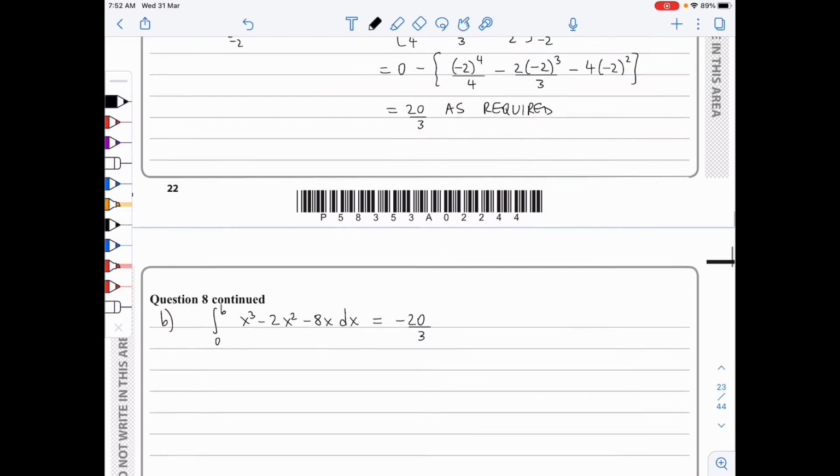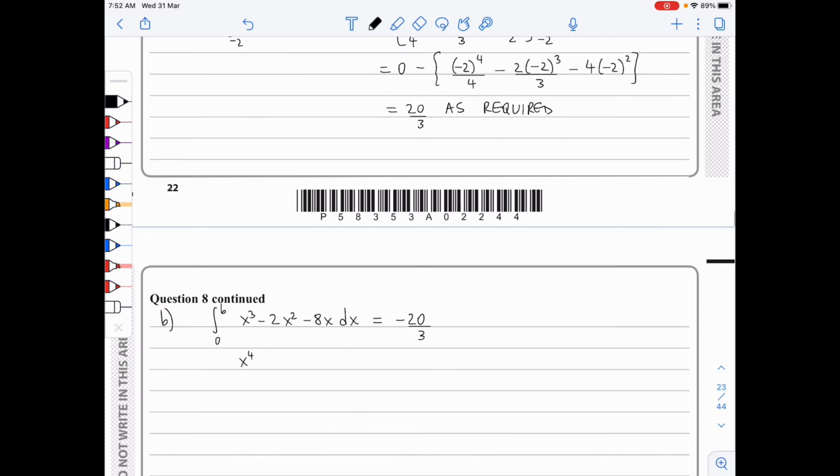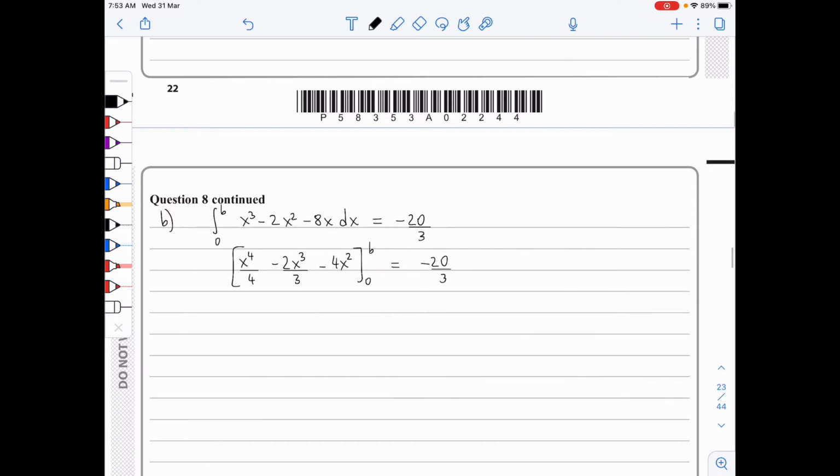So we have the integral here. We said it's x to the power of 4 over 4 minus 2x cubed over 3 minus 4x squared from 0 to b. So if we plug in b, we get b to the power of 4 over 4 minus 2b cubed over 3 minus 4b squared. When I plug in 0, I get 0. This is equal to minus 20 over 3.